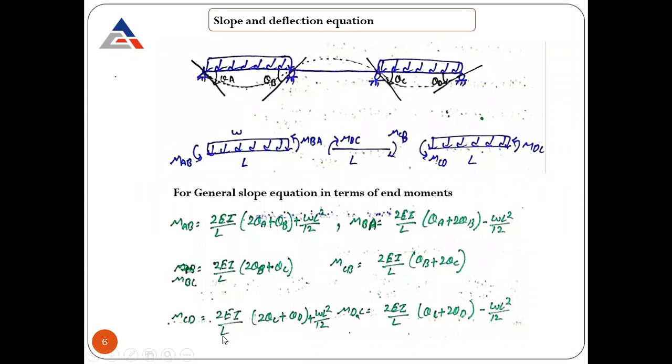For CD, 2EI by L, 2 theta C plus theta D, but now the loading is UDL again, so it comes out to WL square by 12. MDC is 2EI by L, theta C plus 2 theta D, minus WL square by 12. The minus sign is for clockwise versus anti-clockwise, there is no other reason. So that is just a sign convention. But just remember, the subscript written first will be twice, otherwise the other is the same. How these values come, we will derive in the further lectures.